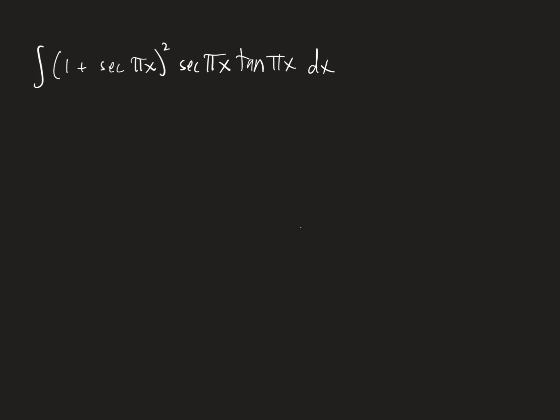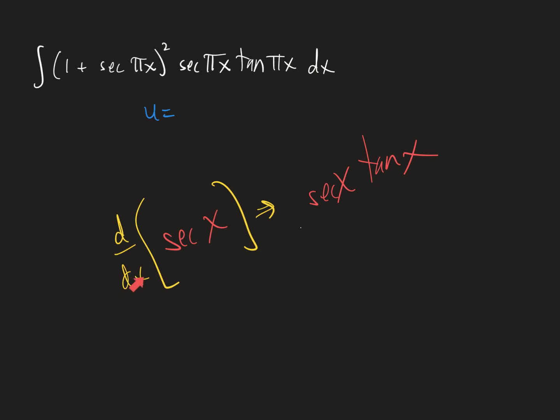So what to use for a u substitution here? You should be thinking immediately, you see secant and secant tangent, of this basic formula. The derivative of the secant is secant tangent. Huge clue right there, just from that basic formula that you should have memorized.